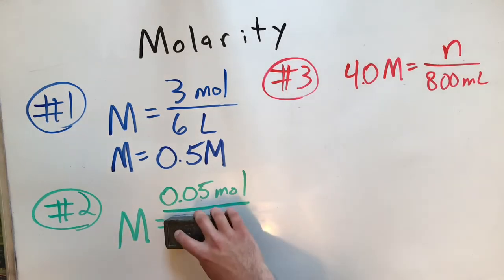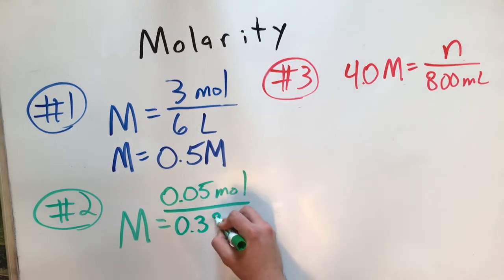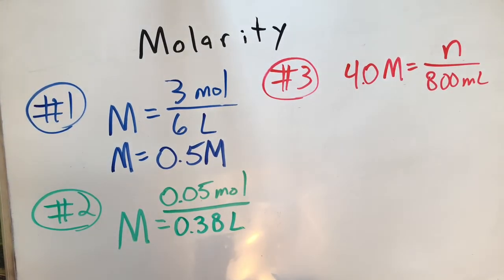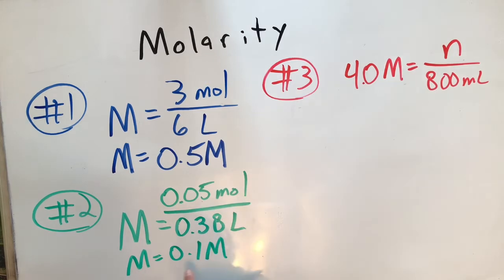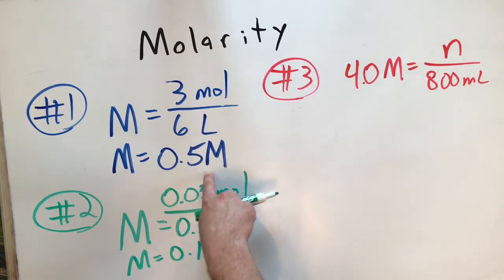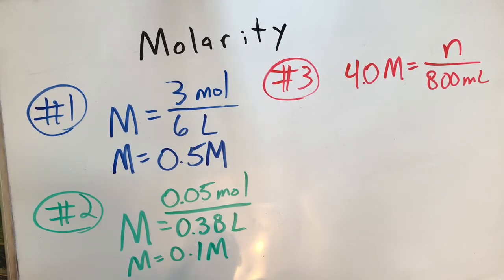380 milliliters is going to become 0.38 liters. And then if I do my algebra from here, I actually already put this into my calculator. I'm going to find out with significant figures, this solution is about 0.1 molar. So about 5 times weaker than this concentration up here. This is still kind of decently concentrated, but not quite as strong. So 0.1 molar using my significant figures.